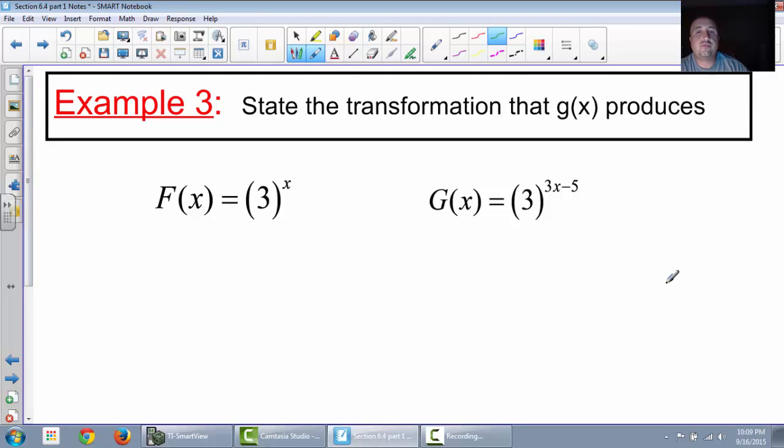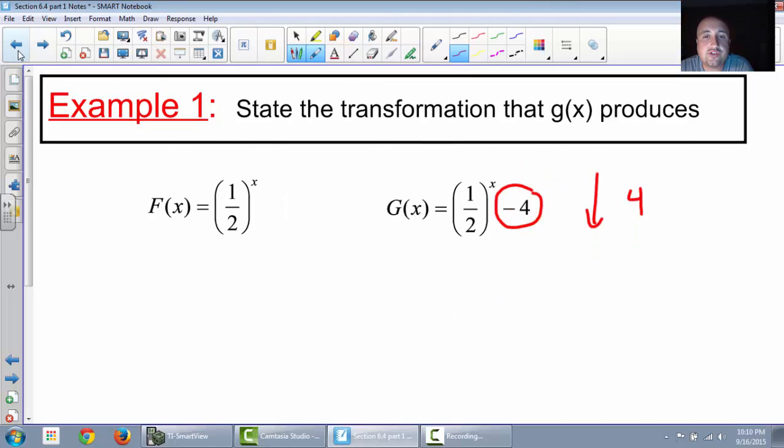We have 3 raised to the x, and then 3 raised to the 3x minus 5. So there's two things here. The minus 5 we just did, that's left or right. So this one's going to go right 5, minus goes right. And then notice we also have this times 3 on just the x part. It's multiplying the x by 3.